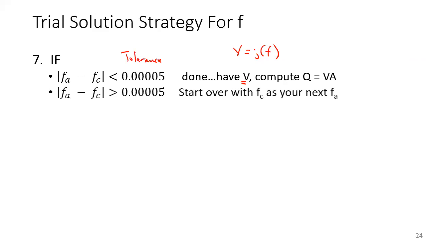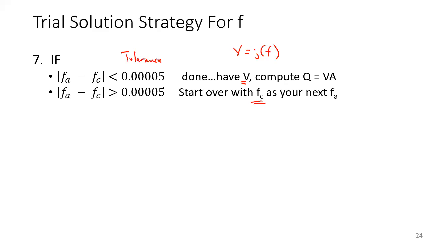It's more than likely that you're out of tolerance, and that means that the absolute value of the assumed friction factor minus the computed friction factor is greater than or equal to the tolerance. And that means you need to make a second guess. Your next best guess is what you just computed for the friction factor.